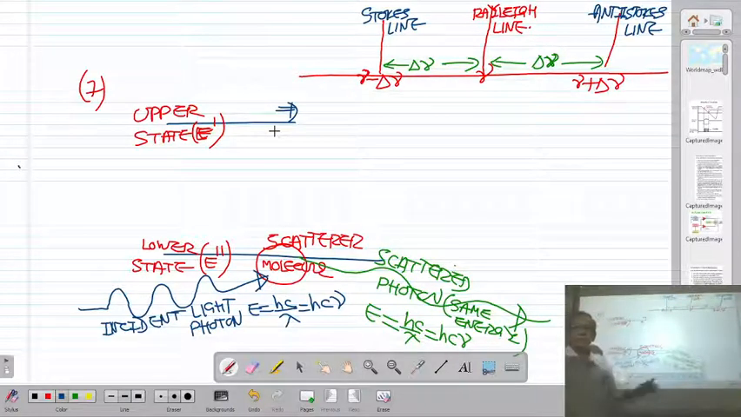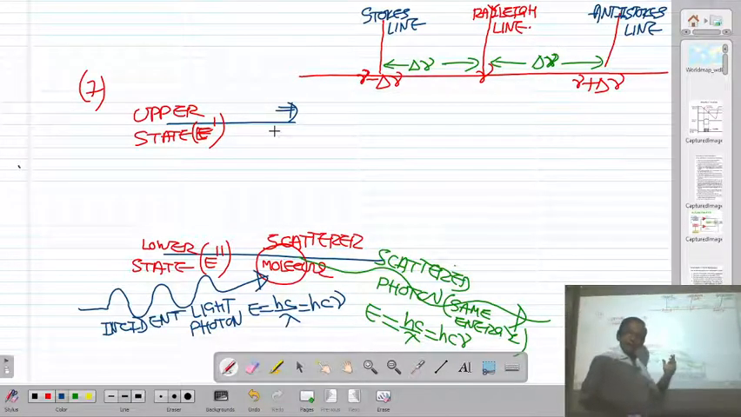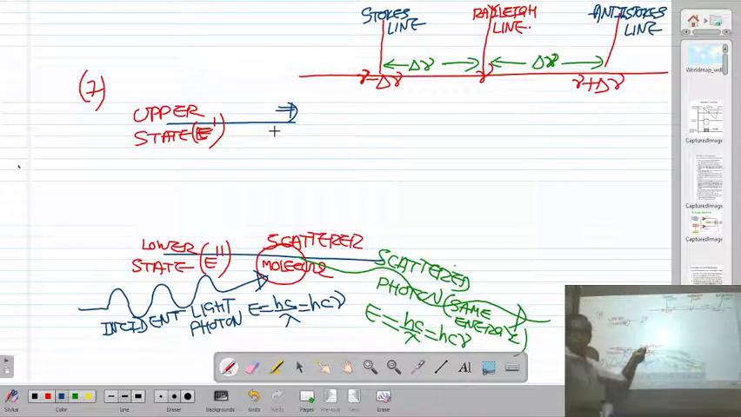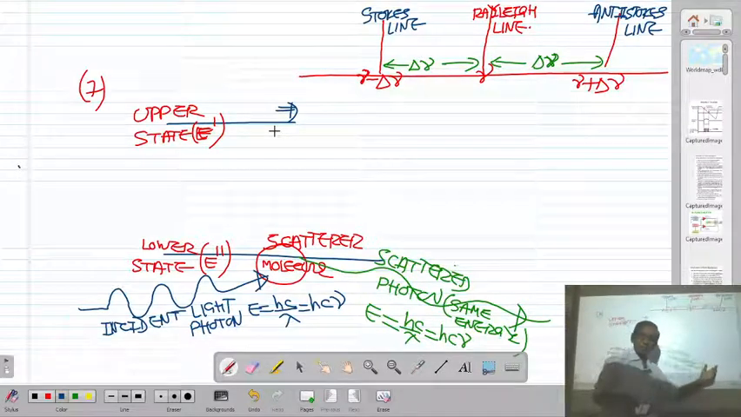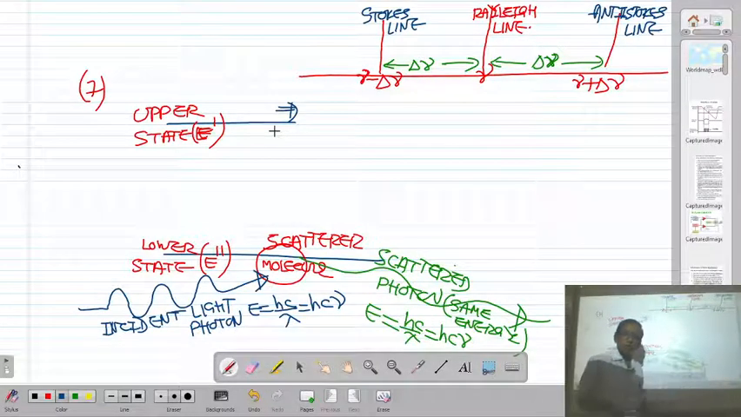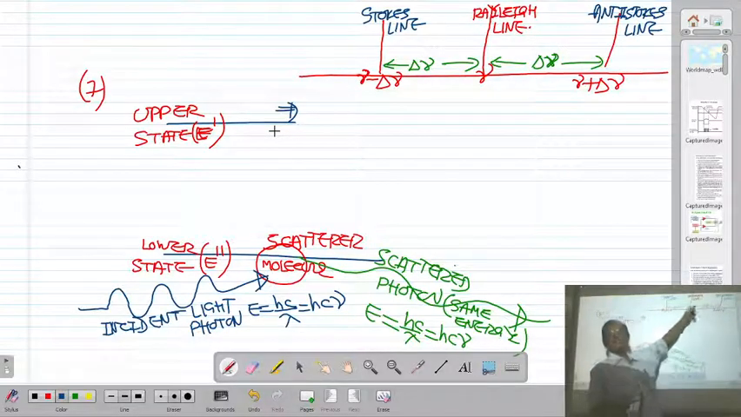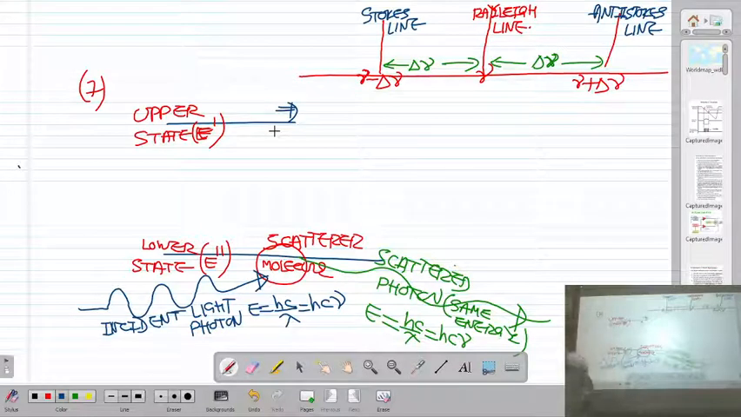then what will happen? After the collision, photon is scattered with the same energy. Okay, and molecule will remain in the lower state. Okay, it is not going into the upper state, right? So if the photon is scattered with the same energy, the energy of the scattered photon is not going to change, then this scattered photon will give rise to a Rayleigh line whose frequency is same as that of the incident beam. So we write that explanation.